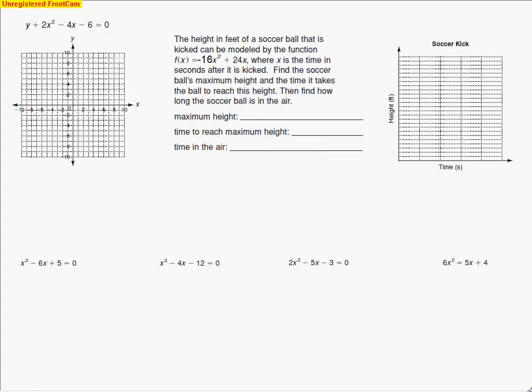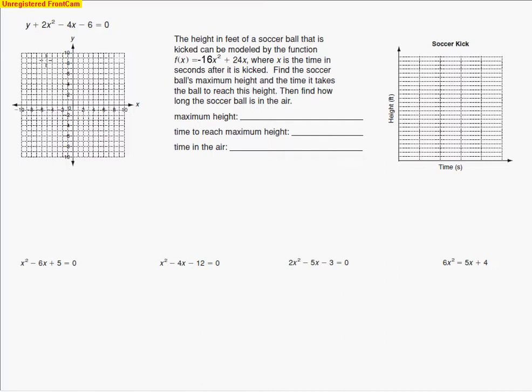Today's lesson is a review on graphing quadratics. We're also going to solve some quadratics using factoring and look at a projectile problem, and then in the next part we will be solving quadratics by completing the square. So let's take a look at graphing to start with here.